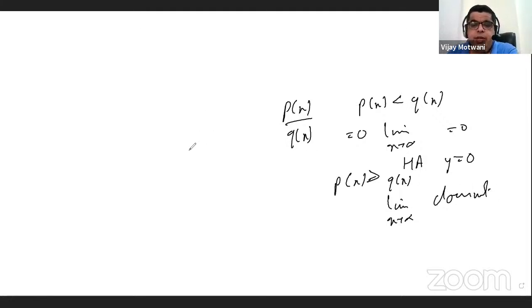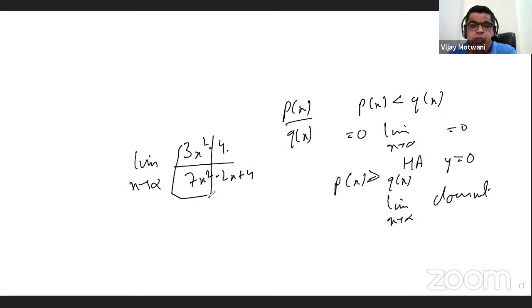The third condition is if the degrees of the numerator and denominator are found to be equal. For example, if the question is 3x square minus 4 upon 7x square minus 2x plus 4. The resultant answer, whether I am finding the horizontal asymptote or limit x tends to infinity, would be just the ratio of the leading coefficients. The remaining terms will not have any importance. Only divide the leading coefficients, 3x square by 7x square.